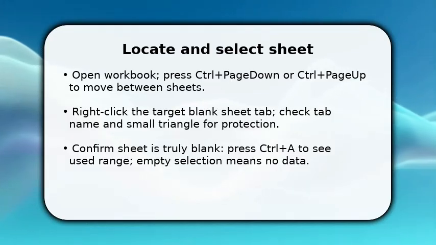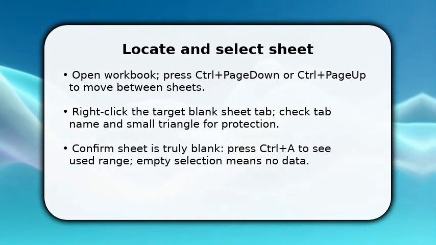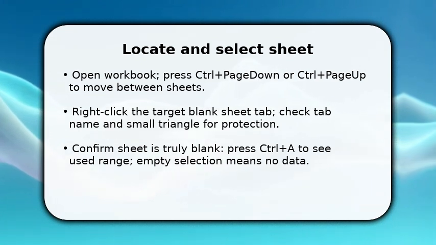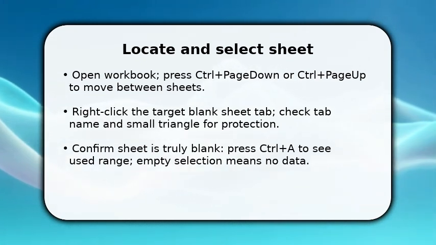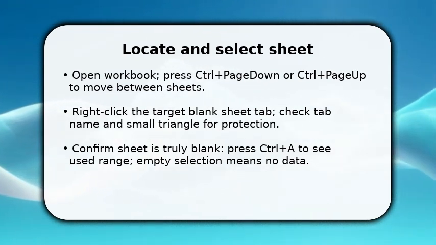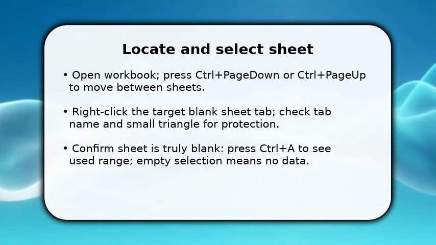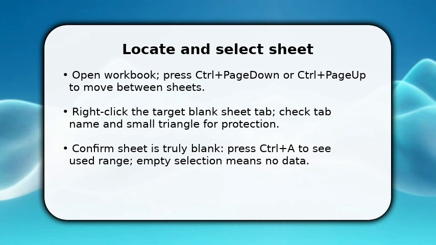You start by finding the blank sheet and confirming it's empty. Open the workbook and navigate quickly with Control plus Page Down or Control plus Page Up until you reach the sheet. Right-click the Sheet tab to examine options and look for Sheet Protection or a custom name that hides content. To verify emptiness, press Control plus A to reveal the used range. If nothing highlights, the sheet is blank.